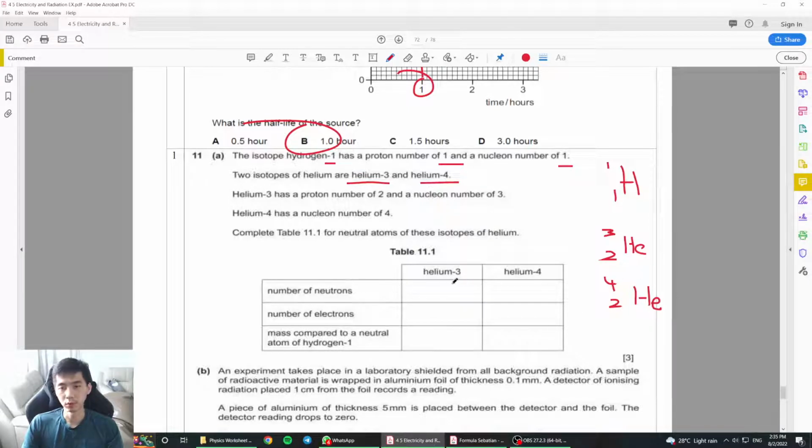Right. So look at this here. What do you want? Helium. Neutrons. There's going to be 1. And for helium-4, the neutrons, this one is obviously going to be 2. Number of electrons will be the same as your proton number. So it's going to be 2, 2 here. Because this is 2 and this is 2, right? And the mass compared to the neutral atom is going to be comparing this and this versus this and this. So it's obviously going to be 3 and 4 because the nucleon number is the atomic mass number as well, right? So yeah, 3 and 4 definitely.